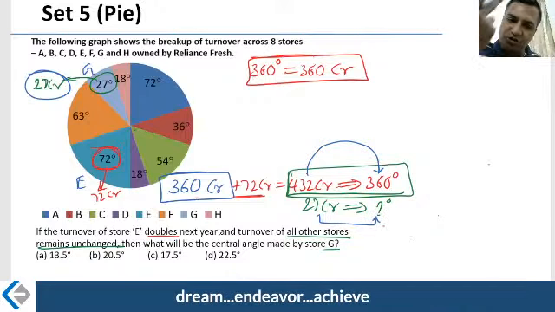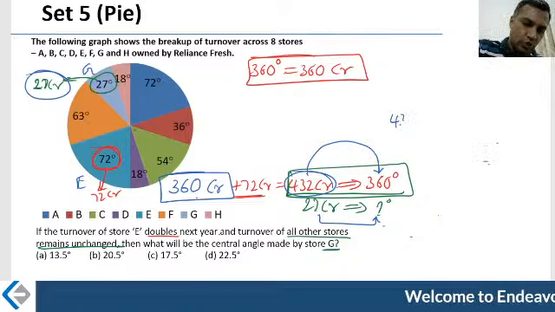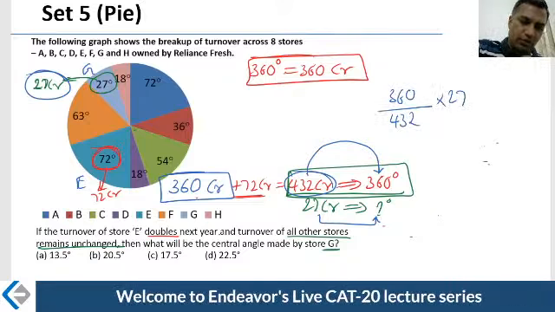The new angle will be naturally less than 27 degrees because the base is higher. 432 is the higher base. Okay, therefore, how do I do this? 432 corresponds to 360 degrees. Therefore, 27 crore corresponds to how many degrees? That's the required answer there.